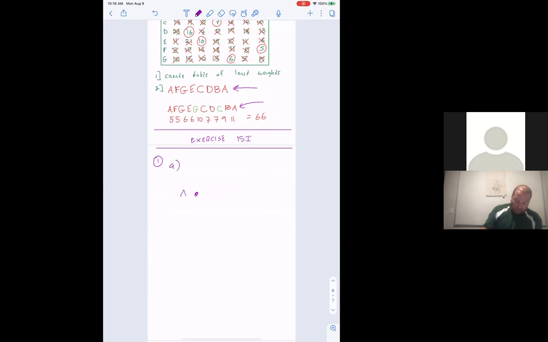Here's a graph. We have A, we have B, we have C, we have D, we also have E, which is connected to D, and E goes to A, and A goes to D, and D goes to B, and that's it. And then we have weights. We have 9, 7, 6, 4, 8, 9, 3, and 10.